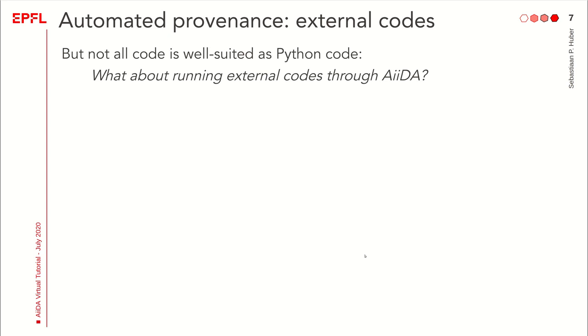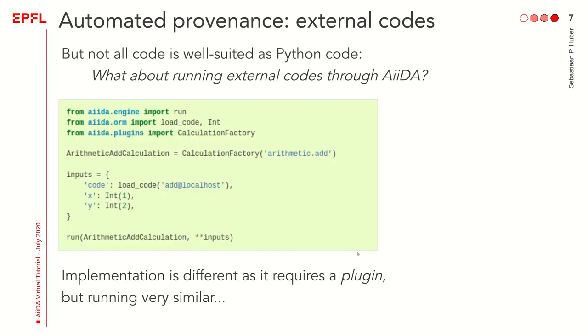But not all code is well suited as Python code. Often you want to actually run an external executable on your local machine or maybe on some kind of remote cluster. So how do we accomplish this? How do we run external codes through AiiDA such that AiiDA still keeps the provenance? To do this, you need what's called a calculation plugin. How to implement such a plugin is not actually the focus of this talk, so I will not go into details. You will see this at a later stage of this tutorial.